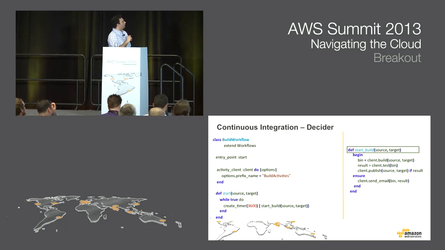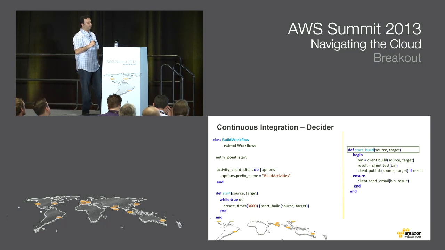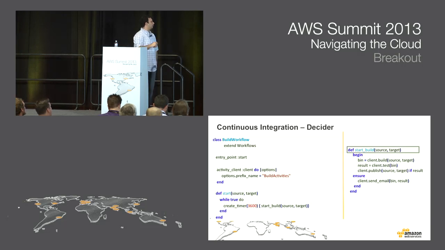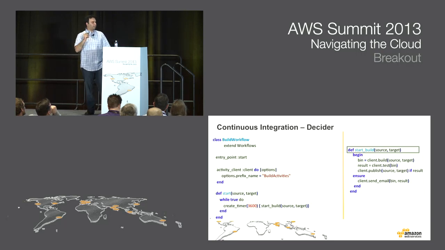As you can see, I'm using begin ensure here to do error handling. So if any of the tasks like build or test or publish fails for some reason, there's an exception, I simply bail out. I send an email and continue processing for the next hour. Remember that those are running on remote components, but here I'm handling them as if they were local.